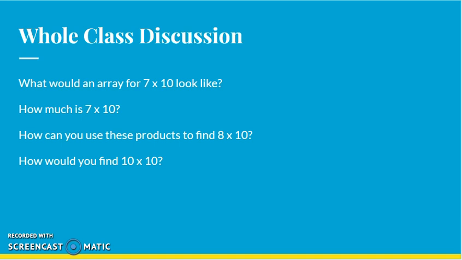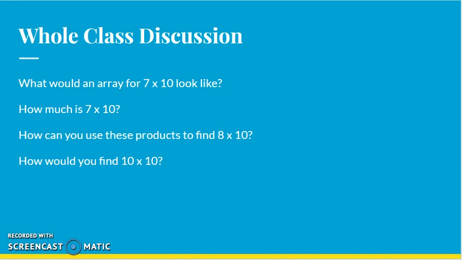How can we use the products that we found for 6 times 10 and 7 times 10 to help us with 8 times 10? Again, we already know that 7 times 10 equals 70. So we could count up one more time, and 8 times 10 would equal 80. So we're going to do that skip counting to help us there.